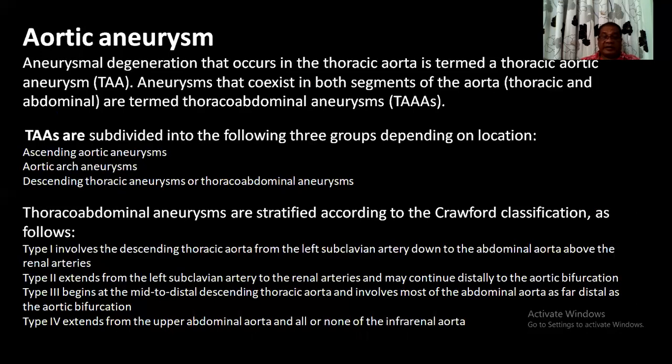Thoracoabdominal aneurysms are stratified according to the Crawford classification as follows. Type 1 involves the descending thoracic aorta from the left subclavian artery down to the abdominal aorta just above the renal arteries. Type 2 extends from the left subclavian artery to the renal arteries and may continue distally to the aortic bifurcation. Type 3 begins at the mid of the descending thoracic aorta and involves most of the abdominal aorta as far distal as the aortic bifurcation. Type 4 extends from the upper abdominal aorta and all or none of the infrarenal aorta.